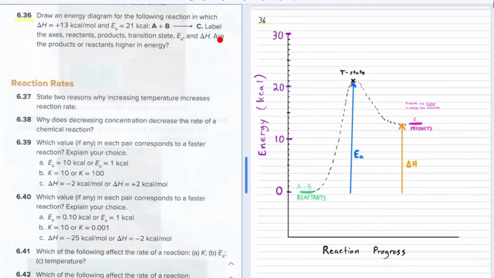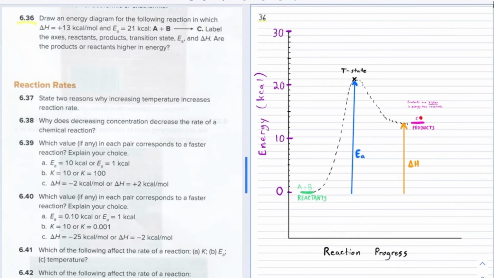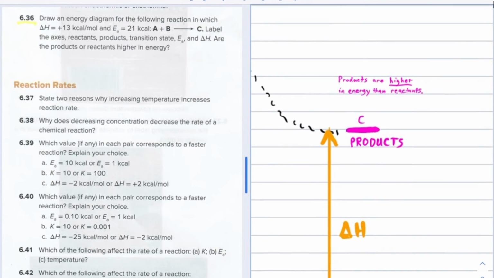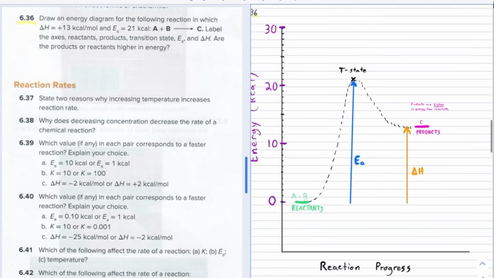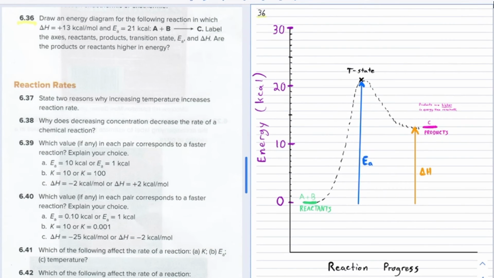And we're asked, are the products or reactants higher in energy? Well, you can see obviously that the products are higher in energy than the reactants are. So a lot in this question, but pretty interesting.